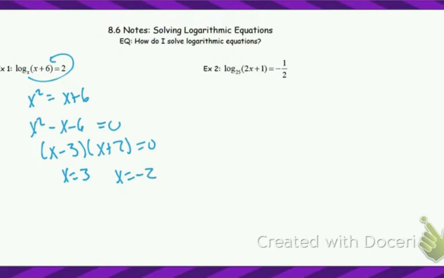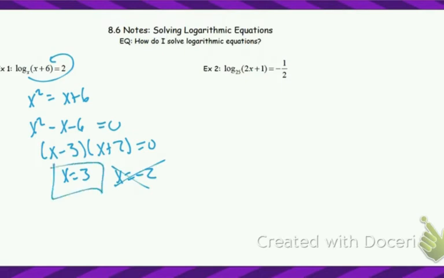Now, as we've done all year, we need to always plug our answers back in and check for extraneous solutions. Whenever we check for extraneous solutions, there's two things to look out for. One, we need to make sure that our argument is positive. Two, we need to make sure that also our base is positive. Now, typically you'll be given the base. This is kind of an unusual example where the base is an x value. But in this case, if I were to plug negative 2 in for x, I would end up with a negative base, which I can't have. So my only answer here is x equals 3.